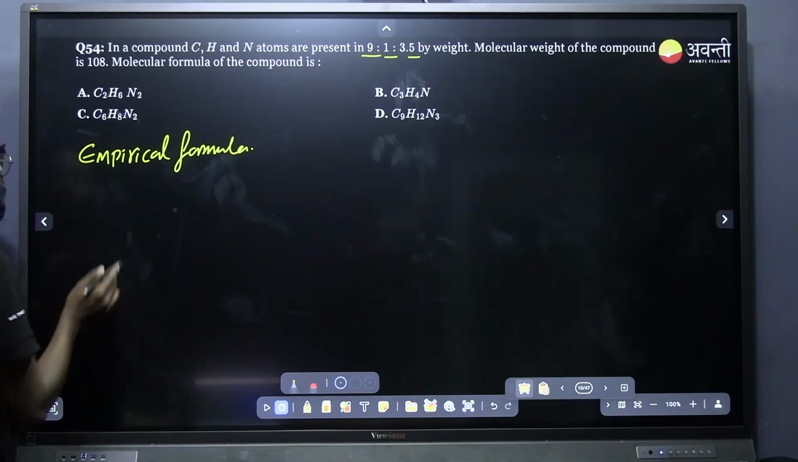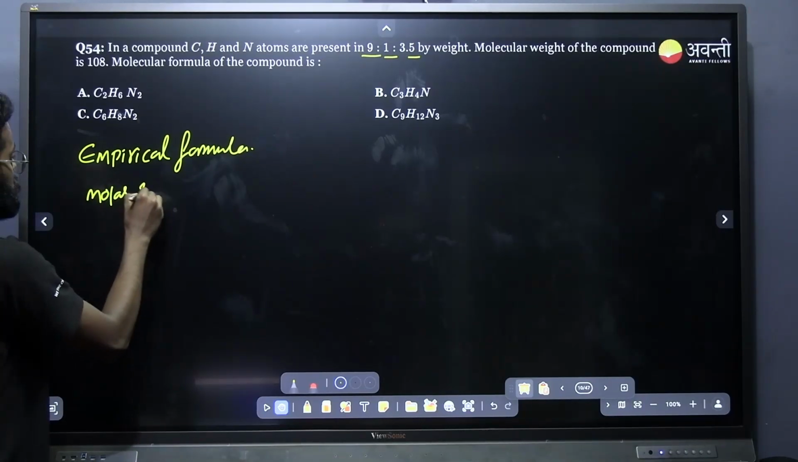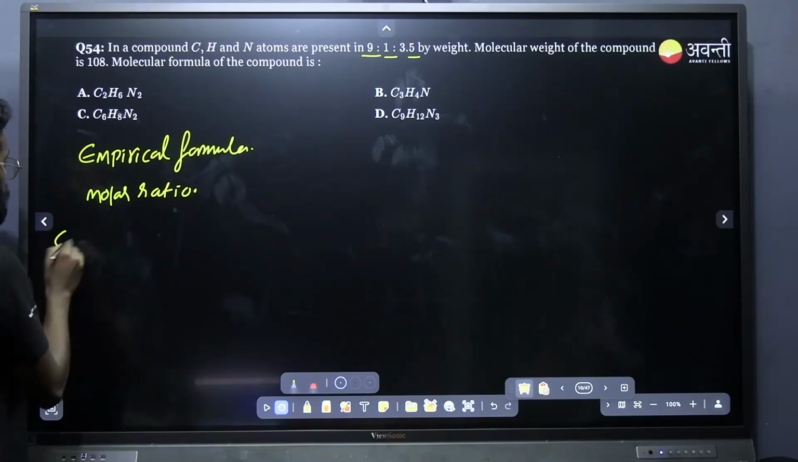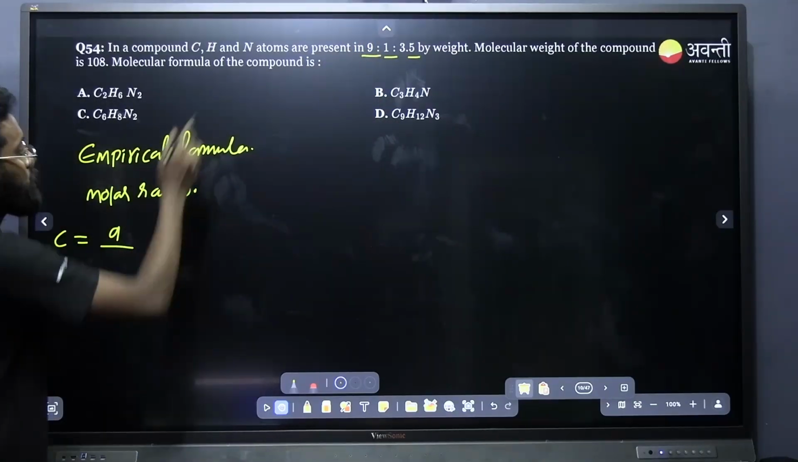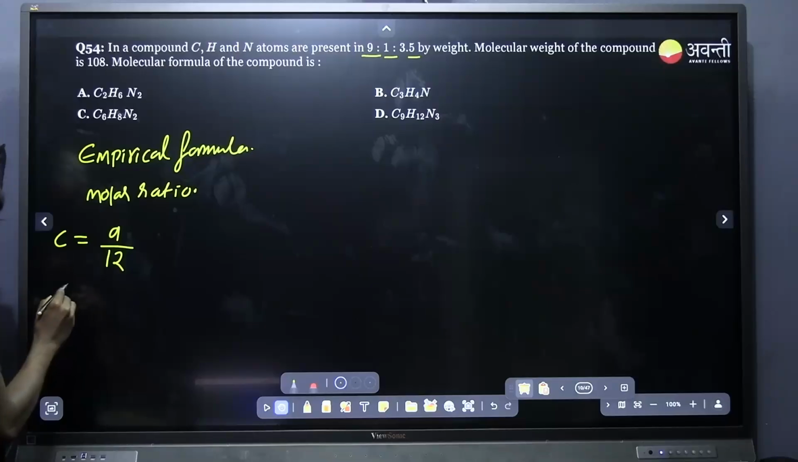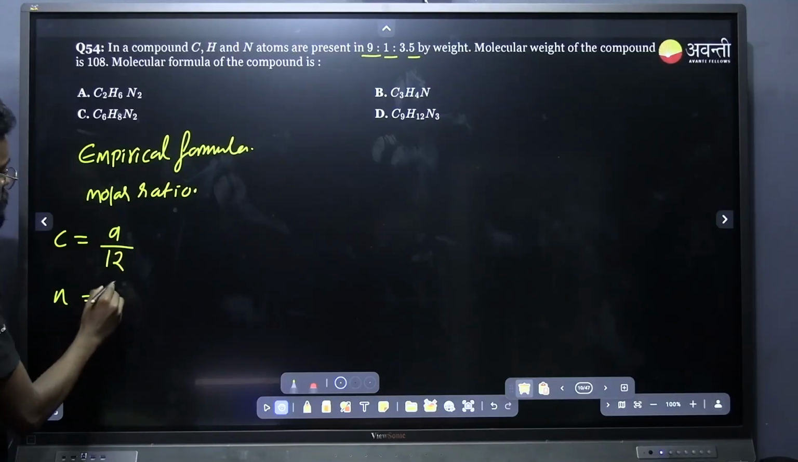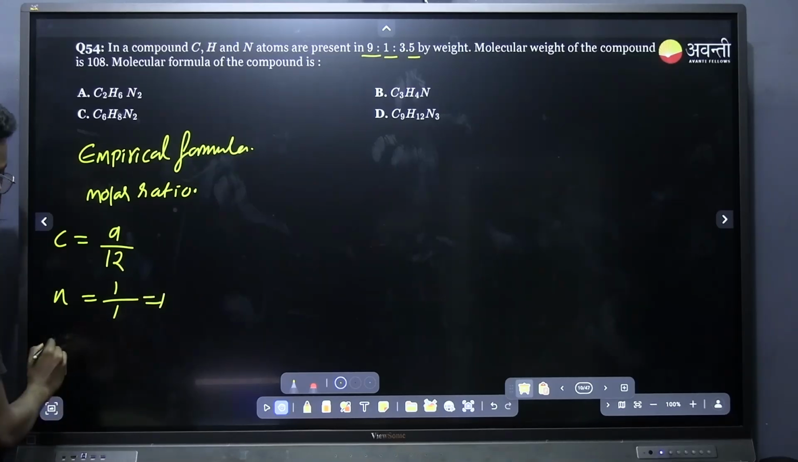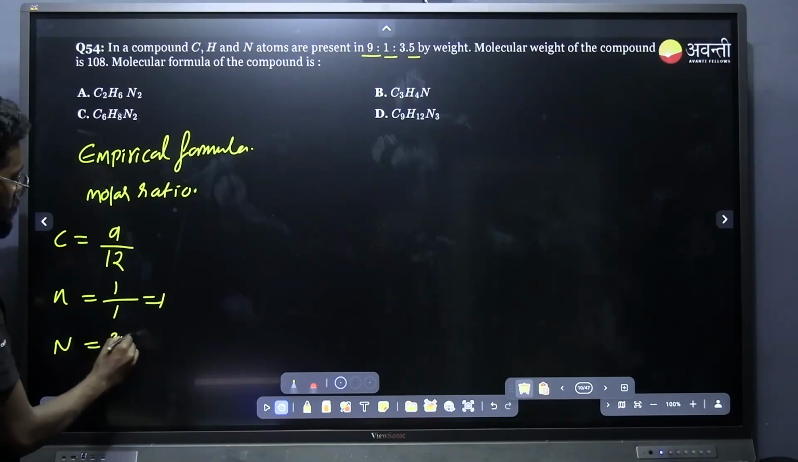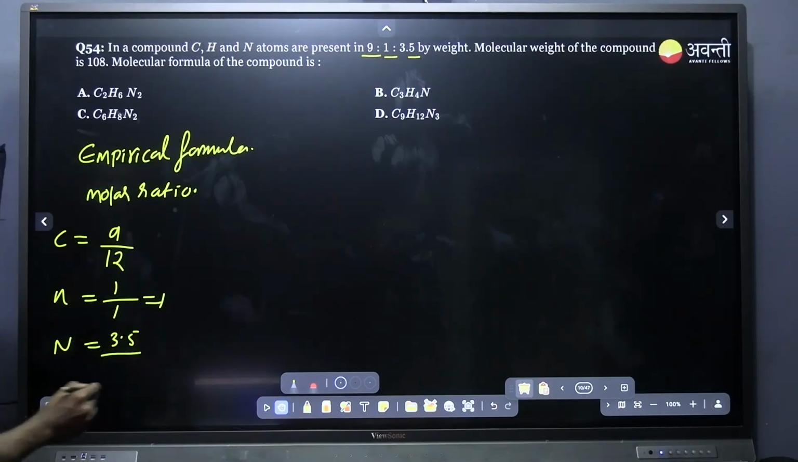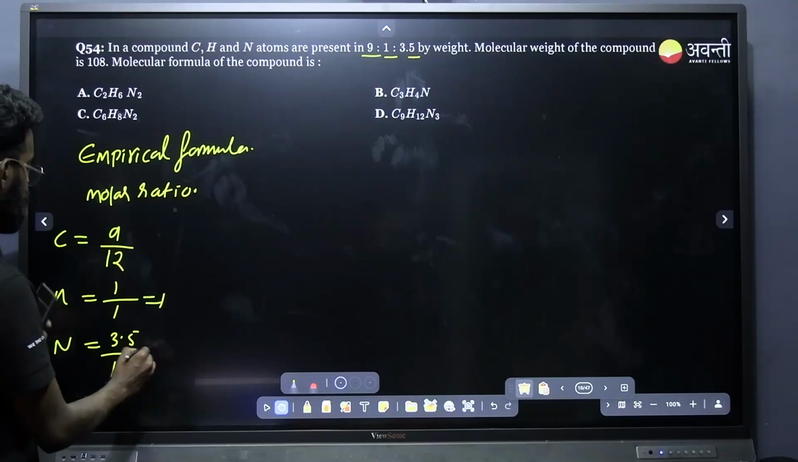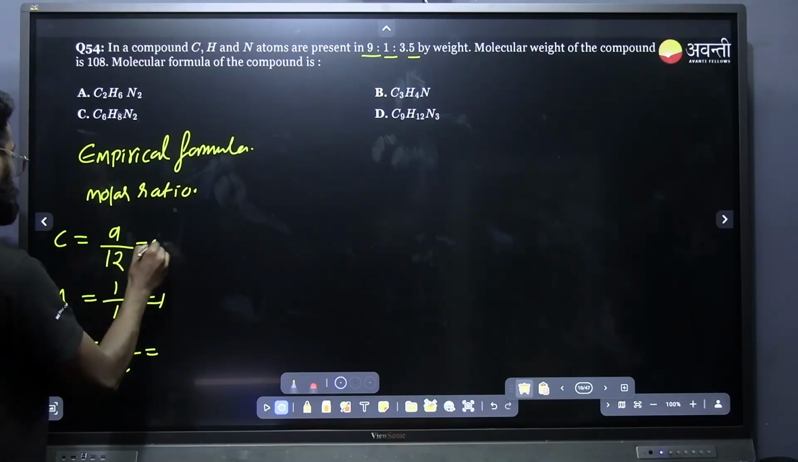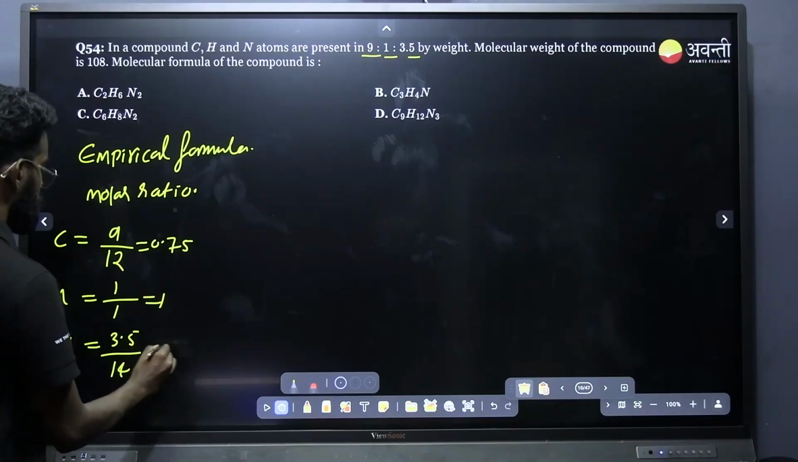Empirical formula: first of all, find out the molar ratio. Molar ratio of carbon, that is mass ratio, 9 divided by the mass of carbon, 12. For hydrogen, the weight ratio is 1 divided by 1, equal to 1. For nitrogen, it is 3.5 divided by 14. Now what is the answer you are getting? Here it is 0.75, here it is 1, and here it is 0.25.